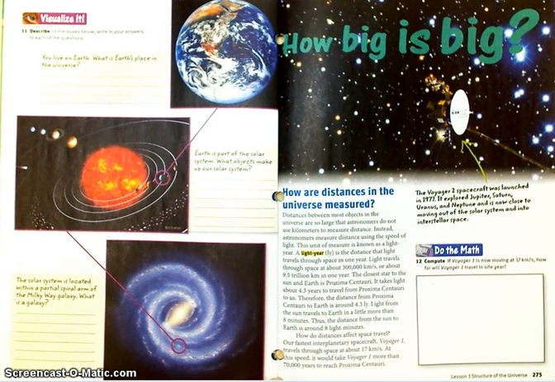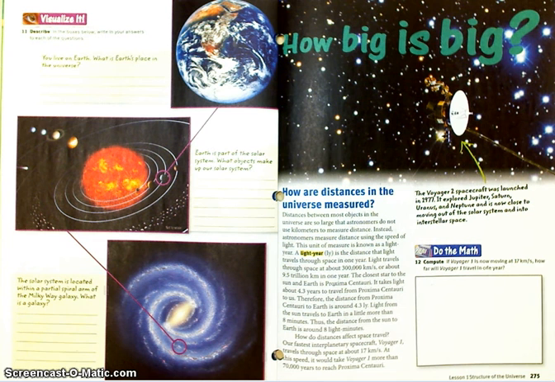All right, so on page 275, how are distances in the universe measured? Distances between most objects in the universe are so large that astronomers do not use kilometers to measure distance. Instead, astronomers measure distance using the speed of light. The unit of measure is known as the light year. A light year is the distance that light travels through space in 1 year.